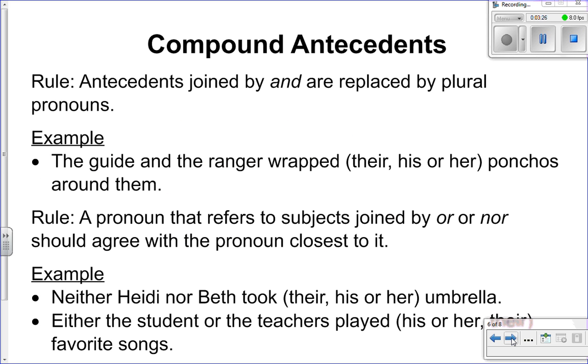Now, we need to talk about compound antecedents. Just like compound subjects, you have very similar rules. Antecedents that are joined by and are replaced by plural pronouns. So for example, the guide and the ranger wrapped their or his or her ponchos around them. So I've got guide and ranger are what the pronouns refer to. This one is plural because I have two antecedents. Now, I'm going to choose that plural pronoun there.